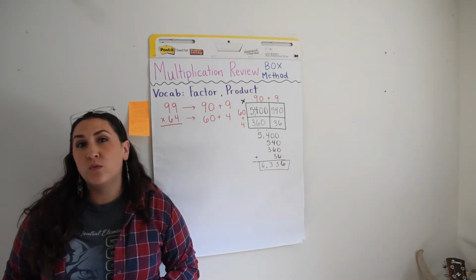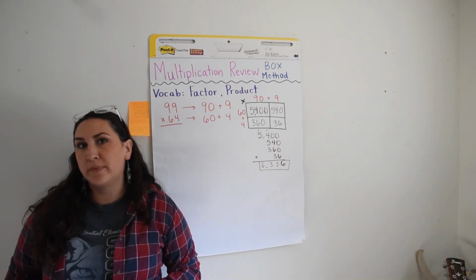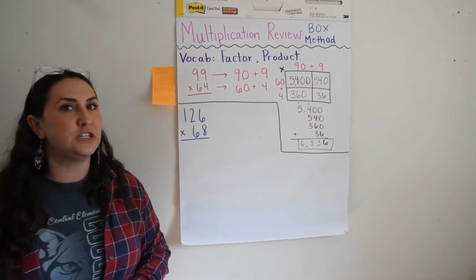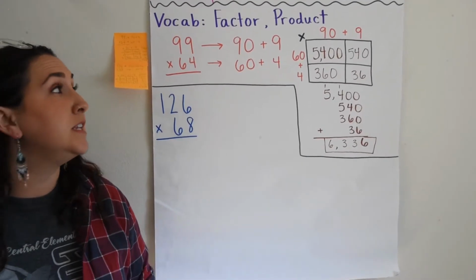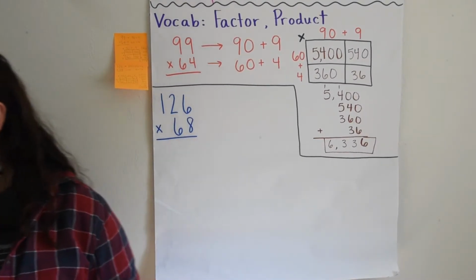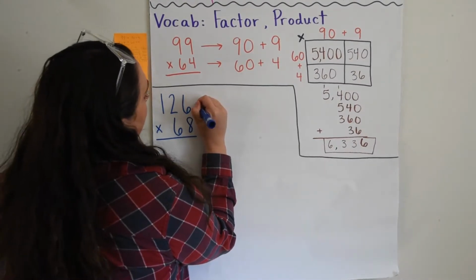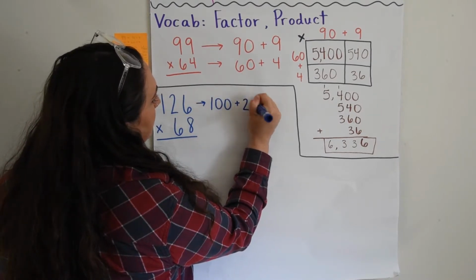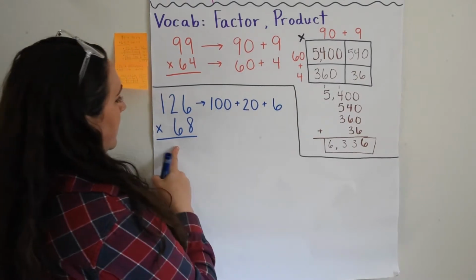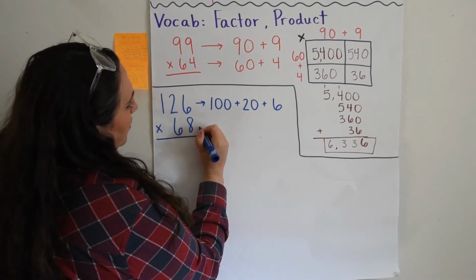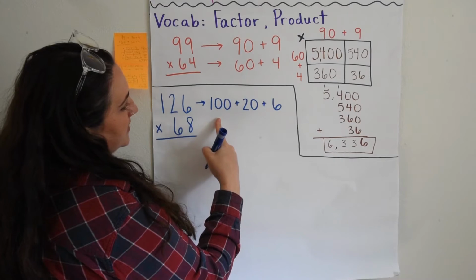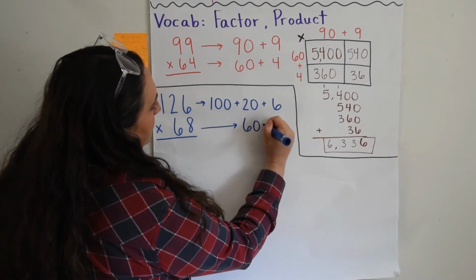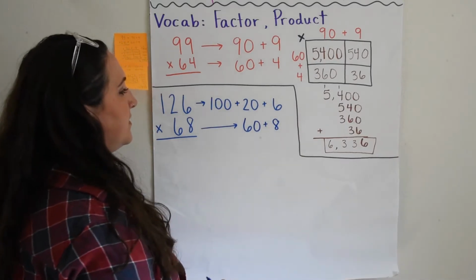Now I really quickly want to review a 3-digit by 2-digit. Okay, now I have a 3-digit by a 2-digit. So again, the first thing we're going to need to do is write it out in expanded form. We have 100 plus 20 plus 6. And down here we have 68. So be careful that you're not writing the 60 over by the 100 because it's only in the tens place. So now we have 60 and 8.